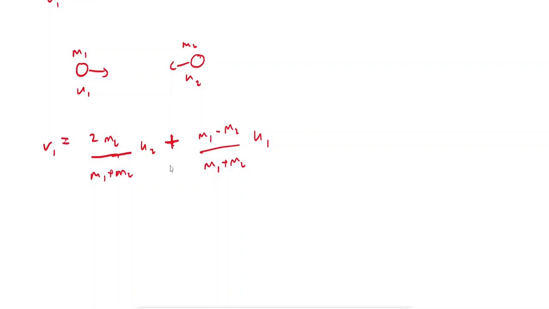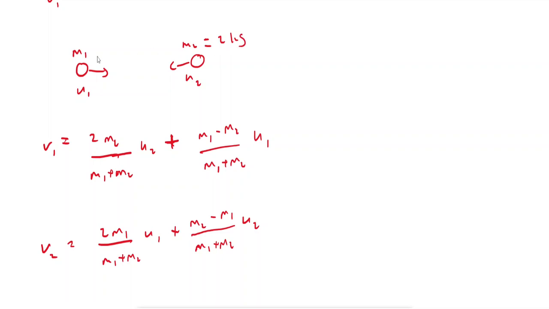And then the second equation says V2 is equal to 2 times M1 over M1 plus M2, times U1, plus M2 minus M1 over M1 plus M2, times U2. Normally, guys, they might not give you these equations. It just depends on the lecturer. So yeah, let's just say I have an example.